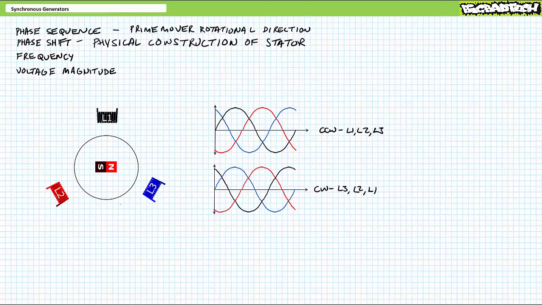Phase shift, in contrast, has to do with the number and the physical placement of the windings on the stator. Using the simplified diagram with 3 windings, each with a relative 120-degree physical offset, each winding experiences peak voltage at a relative 120-degree electrical offset.